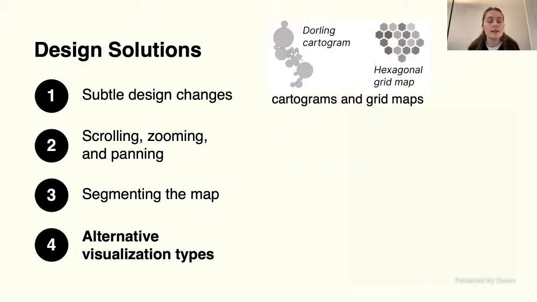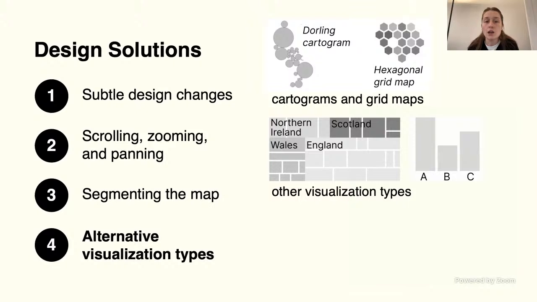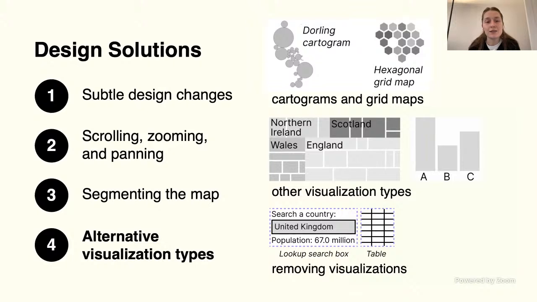And then finally, there are alternative visualization types. This can be cartograms and grid maps, which stay quite close to maps, but do remove a lot of geographic detail. It can also be non-geographic visualizations like tree maps or bar charts. Sometimes you can maintain a little bit of geographic detail, for example, by arranging a tree map to kind of loosely represent the geography. And then finally, as a last resort for very small screens, some people remove visualizations entirely and replace them with, for example, a table or a search box.